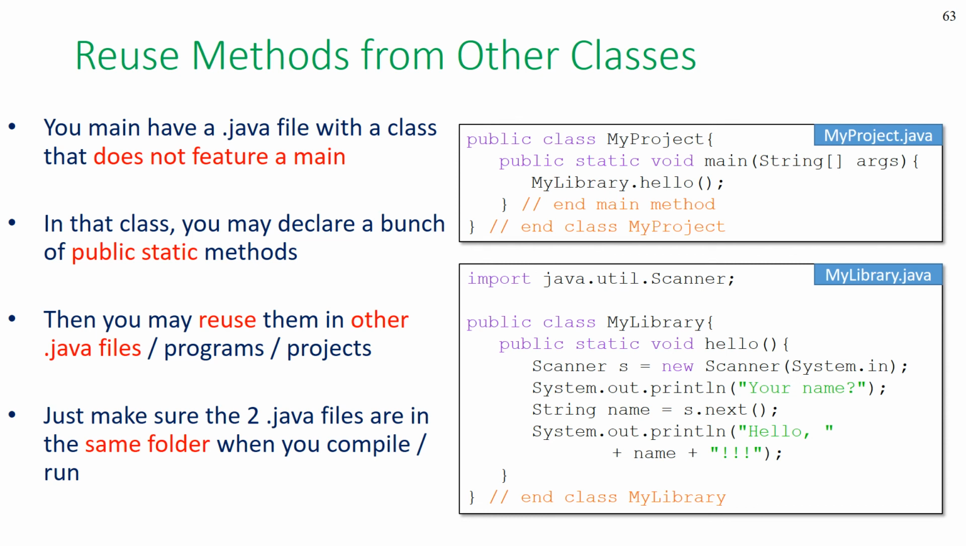Okay, so this is our first step toward object-oriented organization. For this application, for this project, we are writing two classes, MyProject and MyLibrary. MyProject is where the main is. This is where execution will start. Only one main across all of the Java files for that project. And MyLibrary just provides a public static method named hello.